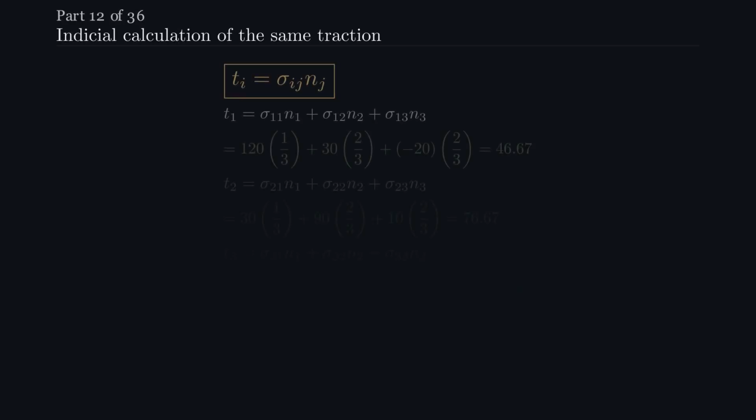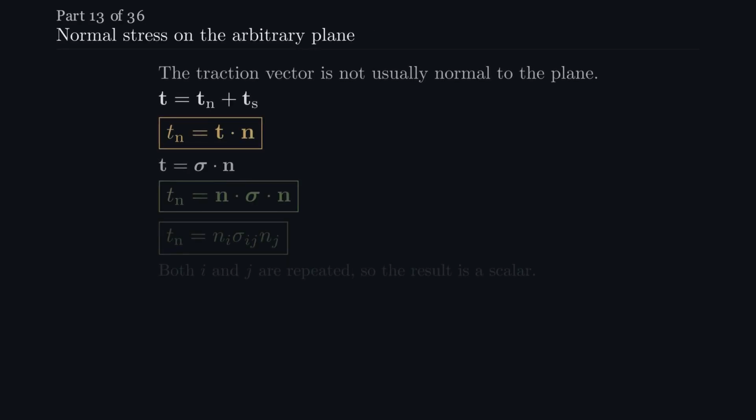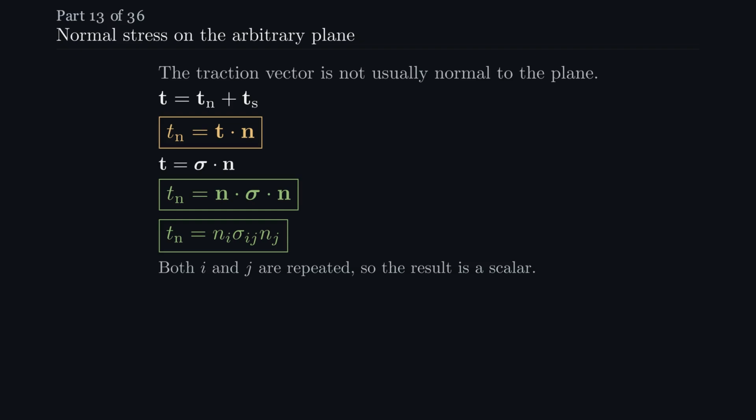The same calculation can be written entirely in indicial notation. For each value of the free index i, sum over the repeated index j. The three-component calculations reproduce exactly the matrix multiplication result. The traction vector can be decomposed into a normal part and a shear part. The scalar normal stress is the dot product of traction with the unit normal. Equivalently, it is n dot sigma dot n. In indicial notation, both indices are repeated, so the result is a scalar.